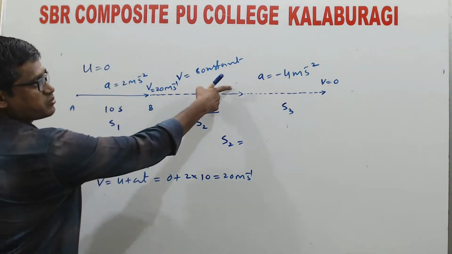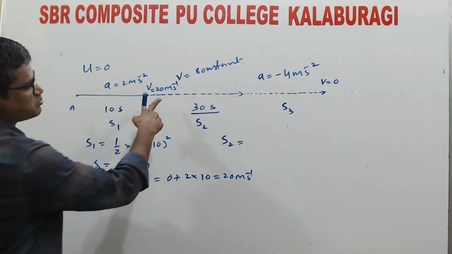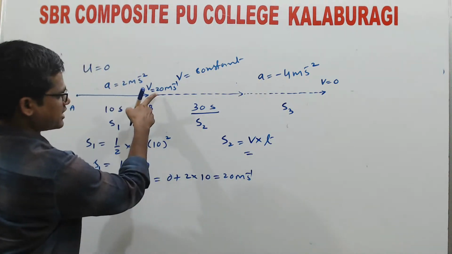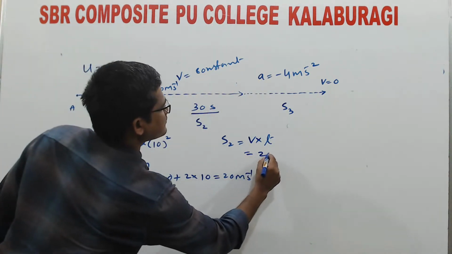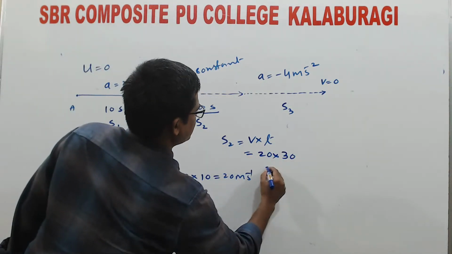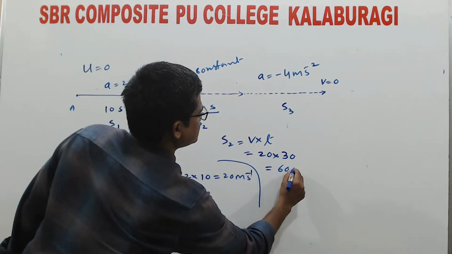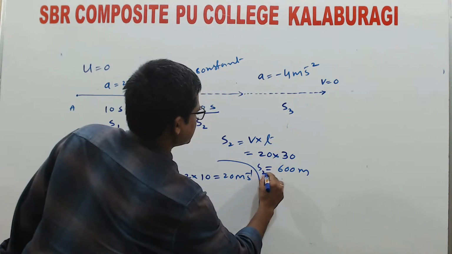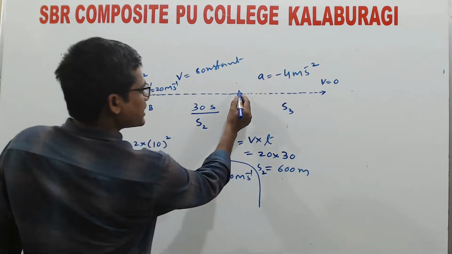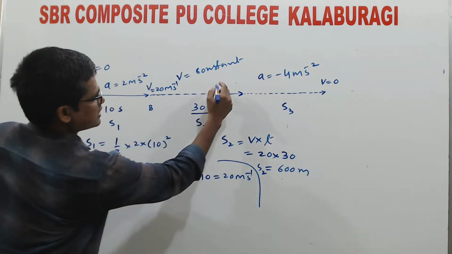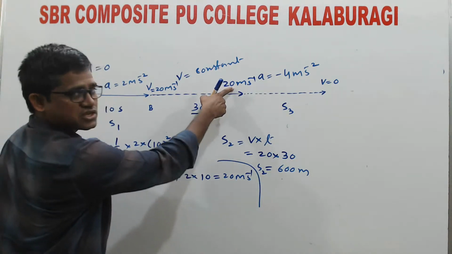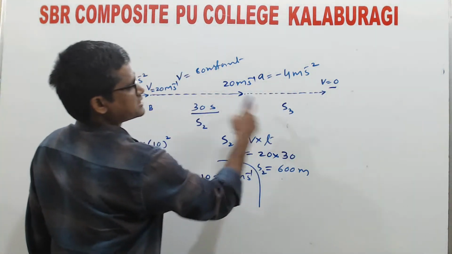What is S2? Let us find S2 here. Because it is constantly moving, no kinematic equation is needed. Simple equation: V into T equals. What is V here? Same V, 20. Time, here to here, what is the time? 30. So it will be 600. So S2 here is 600 meter. Now here, deceleration. By the time it comes here, from here to here, what is the velocity? Here also 20 meter per second. This will act like the initial velocity for the next. S3 we have to find.